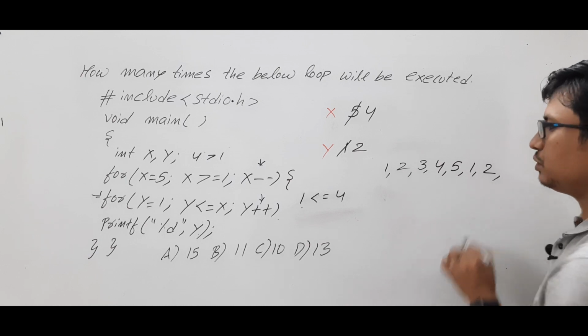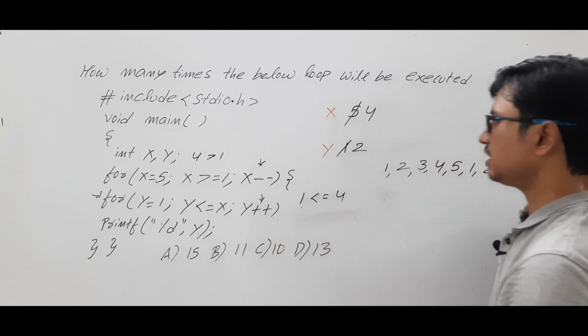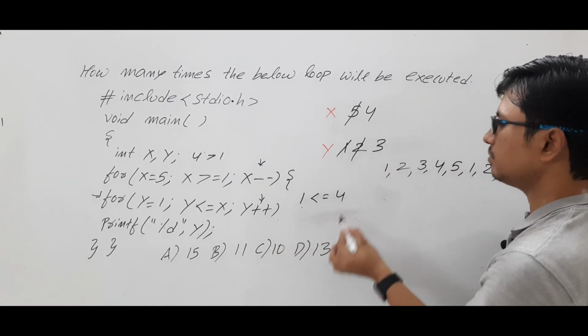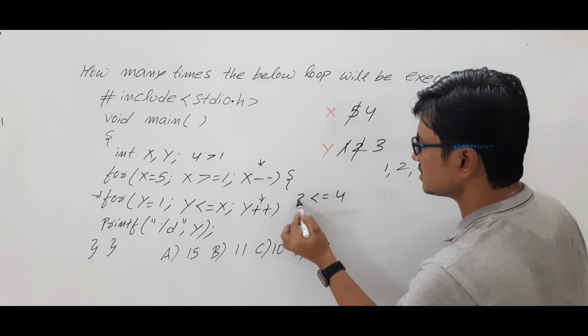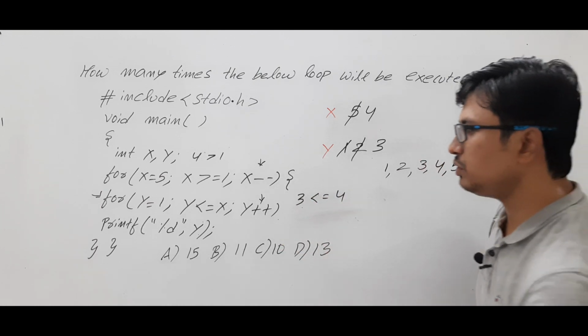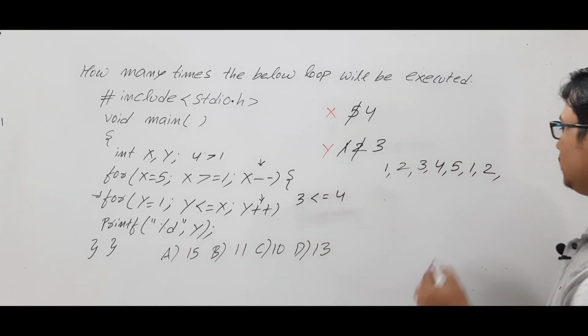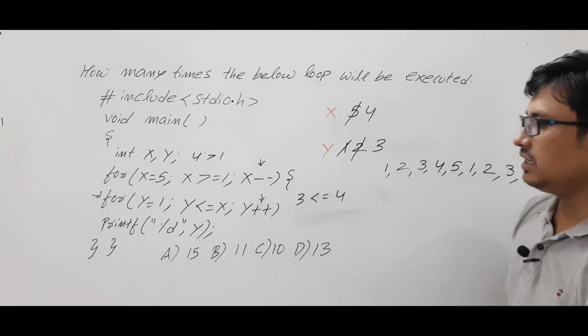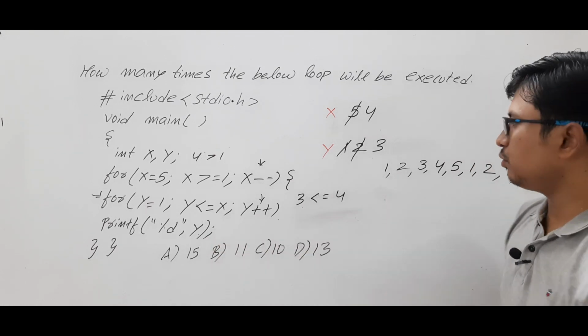You will get the 2 here. Then you will increment the y value. Y value will become 3. 3 is less than 4. This condition is true. Again you will print the y value. You will get 3. And then you will increment the y value.